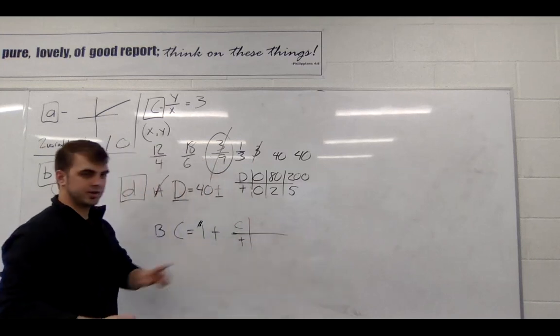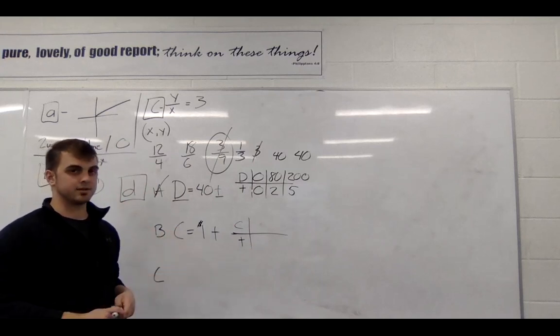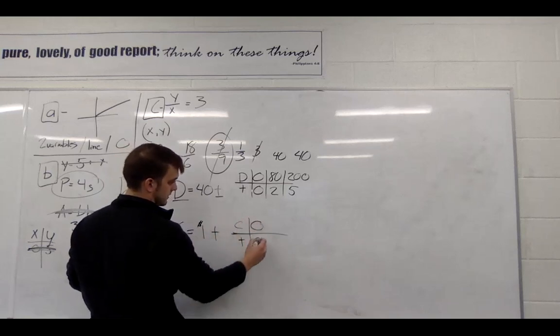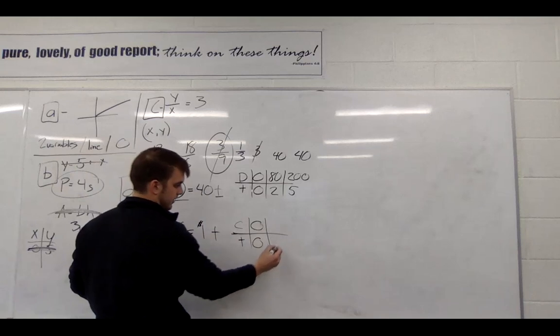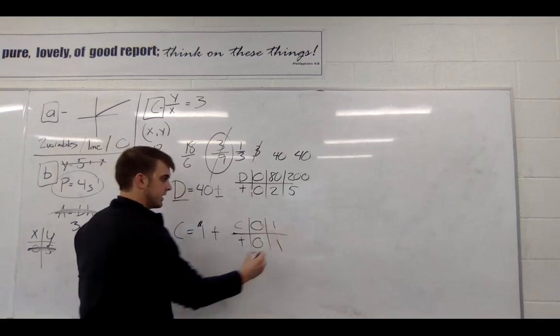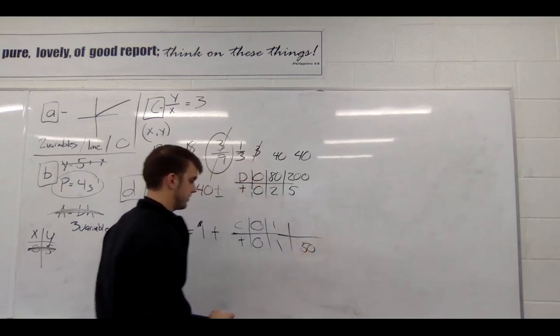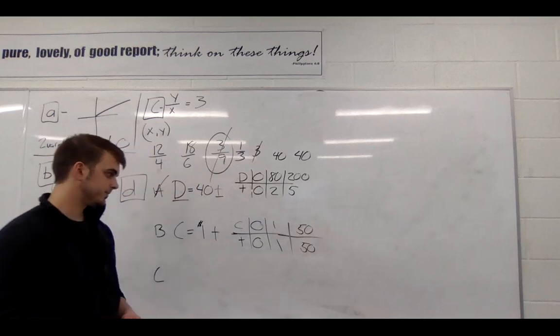If I went to the store and I bought 0 toilet paper rolls, how much money did I spend? 0 toilet paper rolls is going to cost me $0, right? Okay, so if I bought 1 toilet paper roll, how much would it cost me? Approximately $1. If I bought 50 toilet paper rolls, how much would it cost me? Approximately $50. That one's pretty simple.